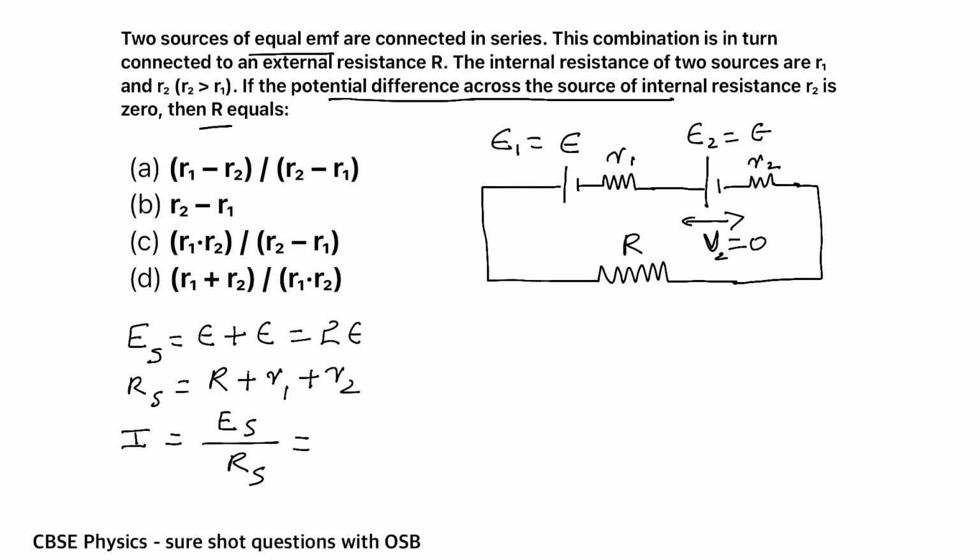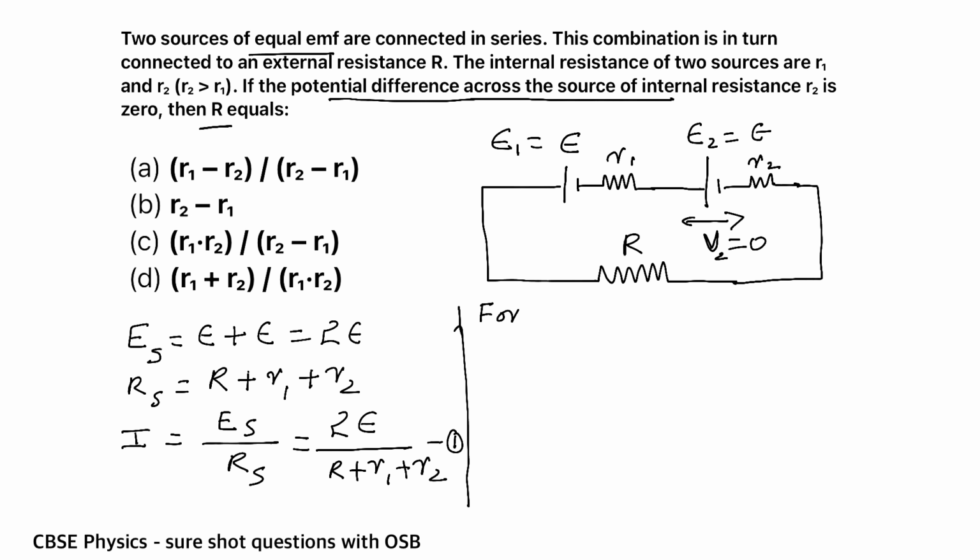What is ES? It is 2E. And what is total resistance? It is R plus R1 plus R2, correct? No doubt, right? We can put this as equation number 1. Now, as per the question, the voltage across the second cell is 0.